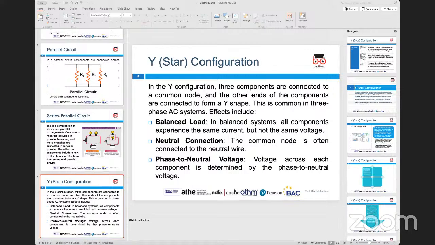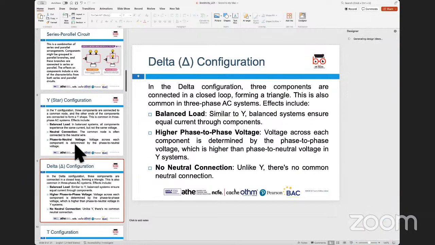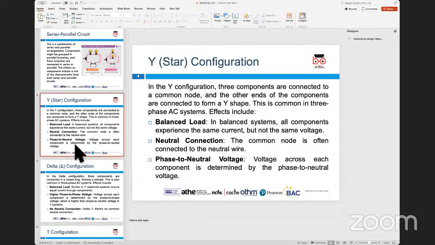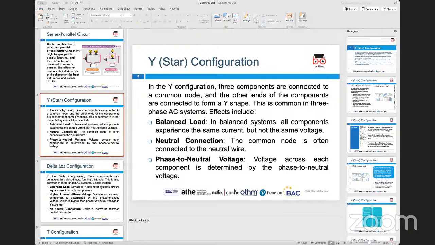So you have star, which is Y, and delta, which is the triangle. What you're generally going to see, if I've covered that in the next slide, star and delta, is that these configurations connect loads and transformers in a specific way to balance and manage the high voltage systems.